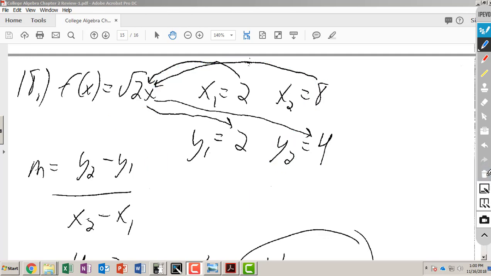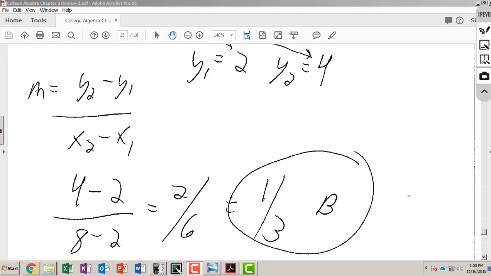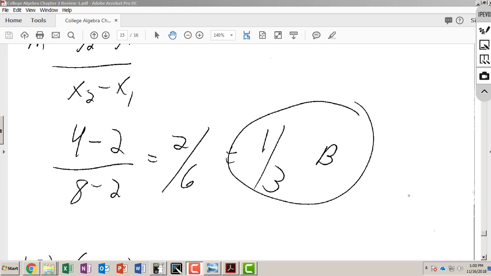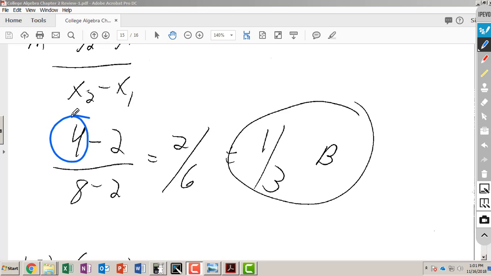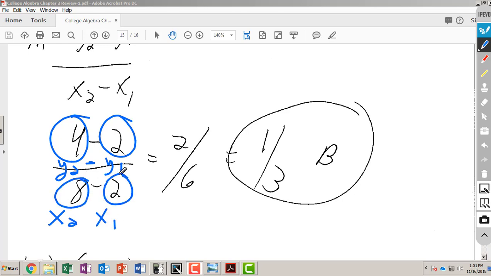Now that I have x sub 1, x sub 2, y sub 1, and y sub 2, it's actually just a matter of substitution. So to substitute those in, just follow my formula. Here is your y sub 2 minus your y sub 1, so y sub 2 minus y sub 1. And then your x sub 2 was 8, and your x sub 1 was 2.